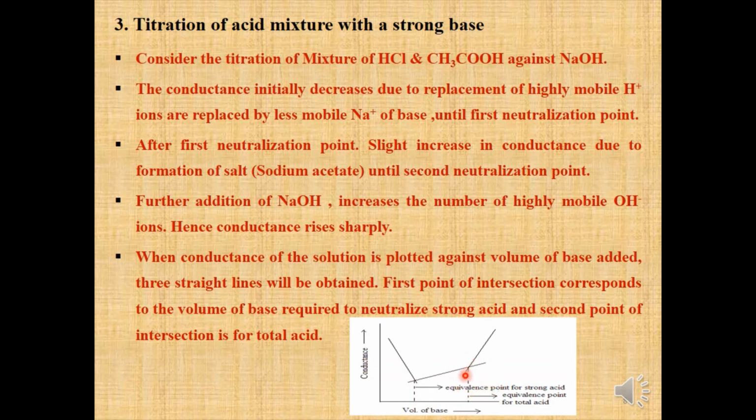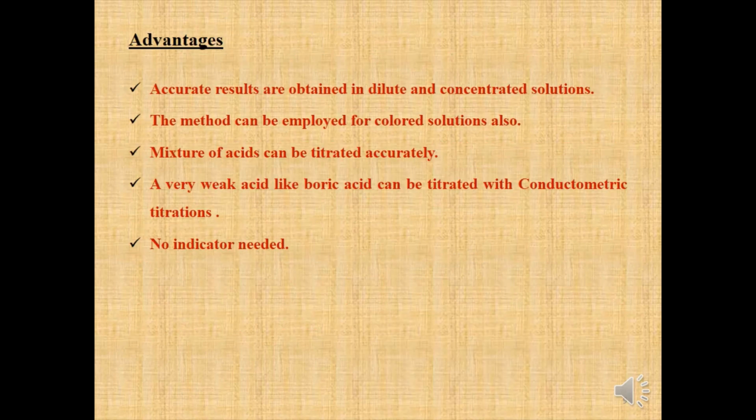So finally, let's see what are the advantages of conductometric titration. Accurate results are obtained in dilute and concentrated solution. The method can be employed for colored solution also. Mixture of acids can be titrated accurately. A very weak acid like boric acid can be titrated with conductometric titration. There is no need of indicator in conductometric titrations.